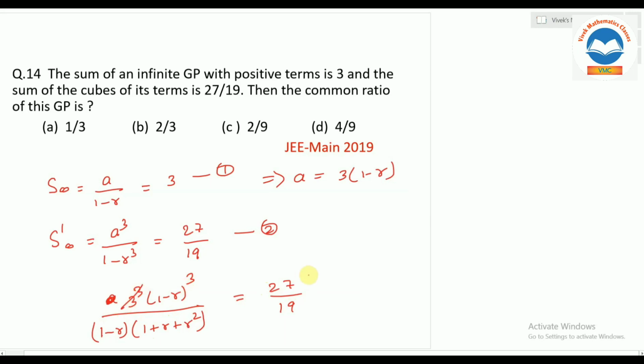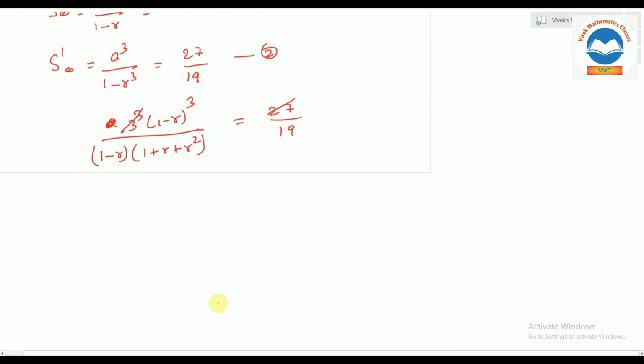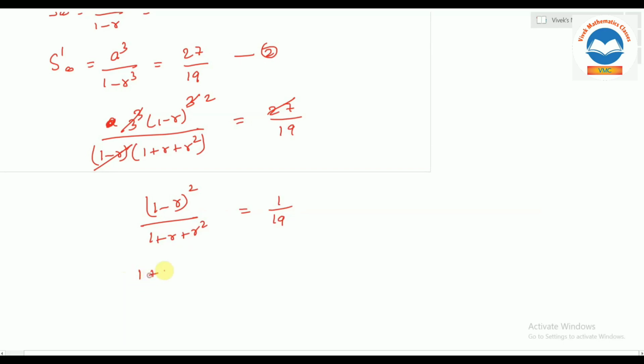3 cube will be 27, so this will be cancelled out, and 1 minus r will be cancelled out, 1 factor, we will get 2 here. So we are getting 1 minus r the whole square divided by 1 plus r square will be equal to 1 by 19. So expand it, we will get as 1 plus r square minus 2r into 19 will be equal to 1 plus r square.